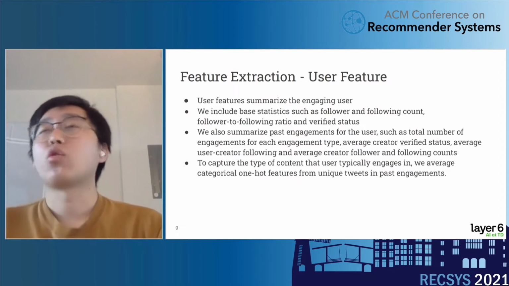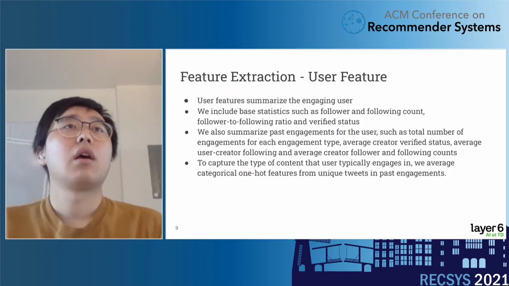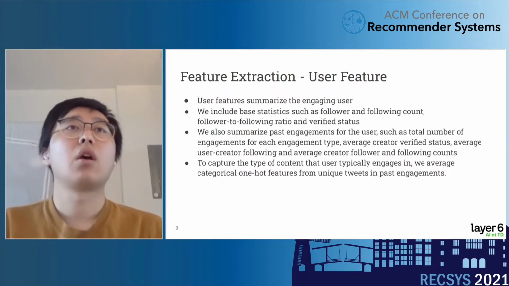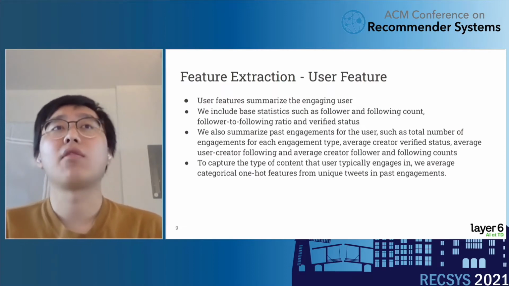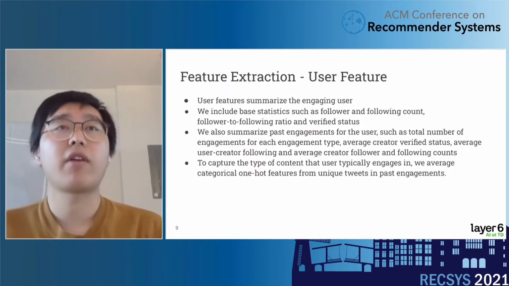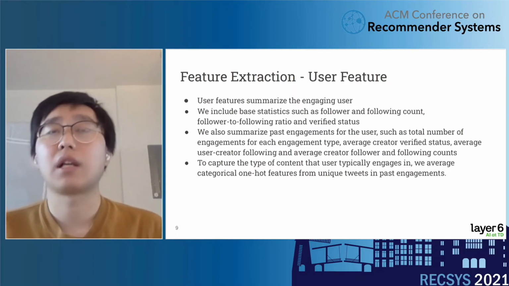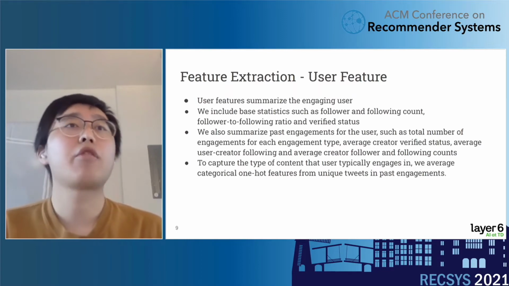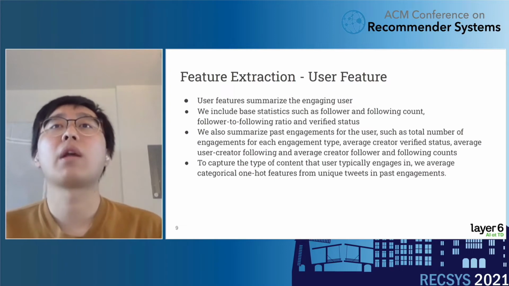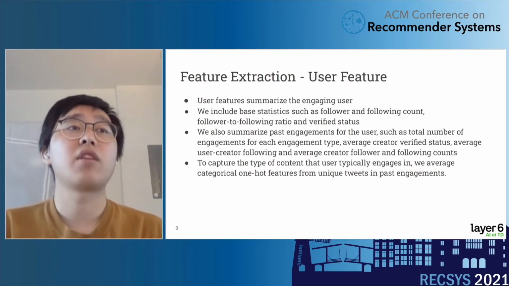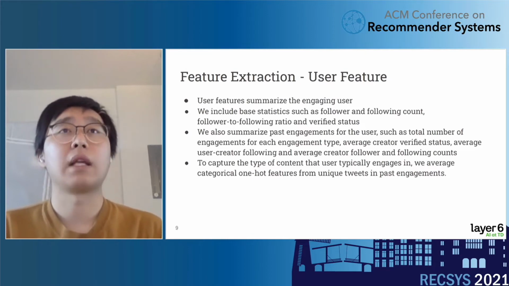Next, I will get into the next main feature group, which is the user features. User features summarize the engaging user, all the information about the user that's engaging with the tweet. We include base statistics such as follower and following count, follower to following ratio, and verified status. We also summarize past engagement for the user, such as total number of engagements for each engagement type, average creator verified status, average user creator following, and average creator following and follower counts. To capture the type of content that the user typically engages with, we also average categorical one-hot features from unique tweets in the past engagement. And this summarizes the features we use for this user feature group in this competition.